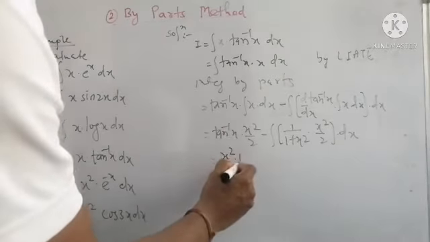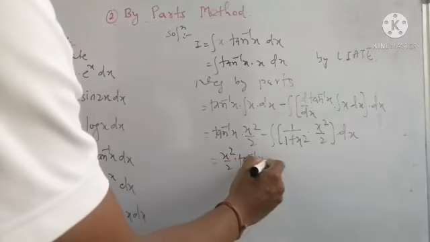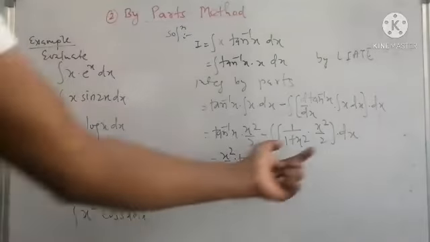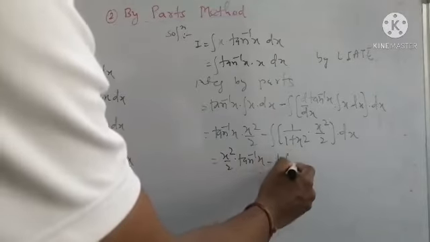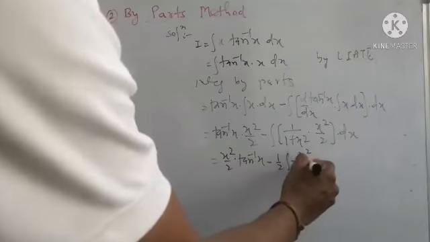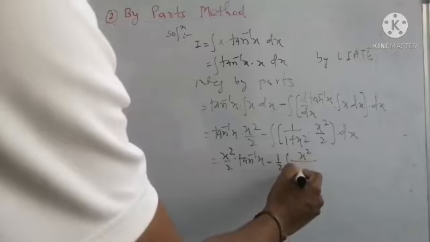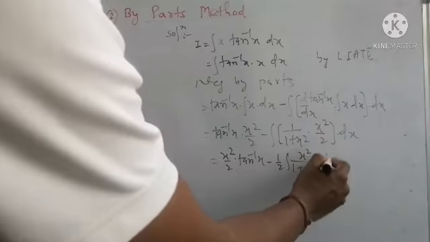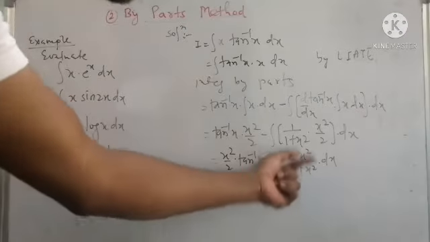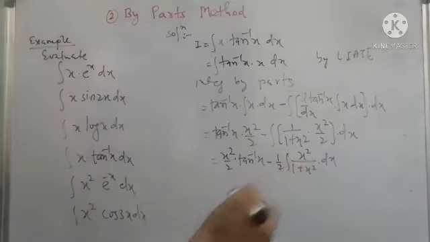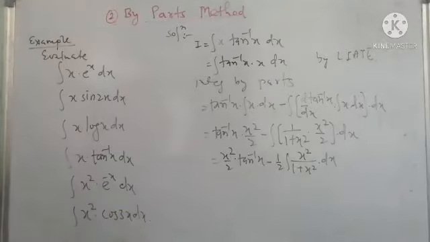will become x square by 2 into tan inverse of x, minus, simplifying this bracket, as 2 is a constant we take it outside the integration, so 1 by 2, and in the integration we get the proper rational fraction x square divided by 1 plus x square into dx. This is a proper rational fraction, so we have to adjust the denominator in the numerator, as the denominator is 1 plus x square, so we adjust the constant 1.